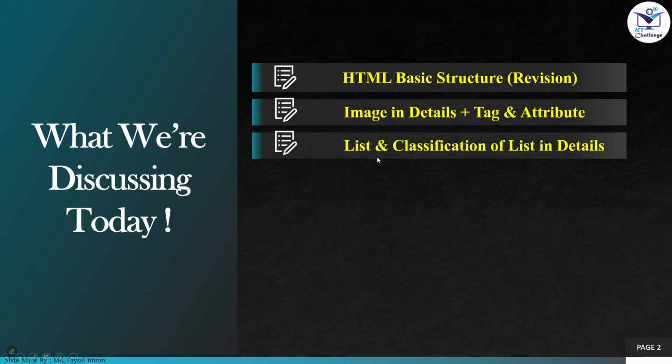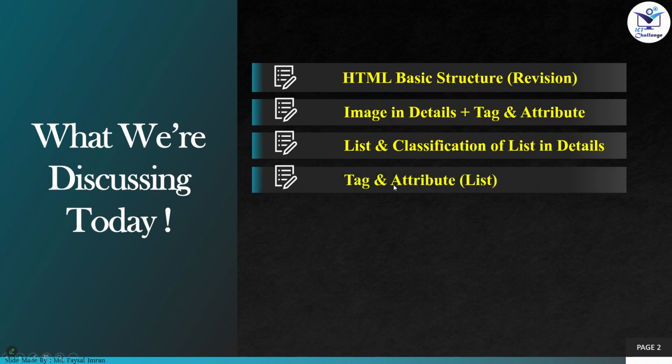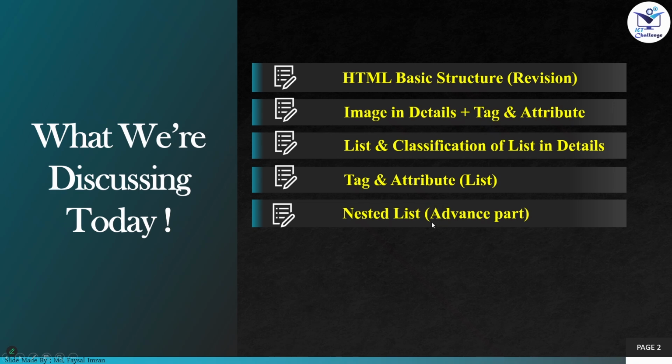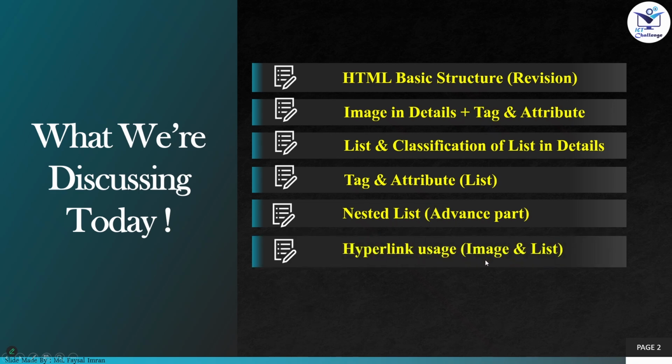And the list tag and classification of list in detail. After that, tag and attribute related to list. Then nested list. This is the advanced part. After that, hyperlink usage, image and list, then HTML code practice as usual.